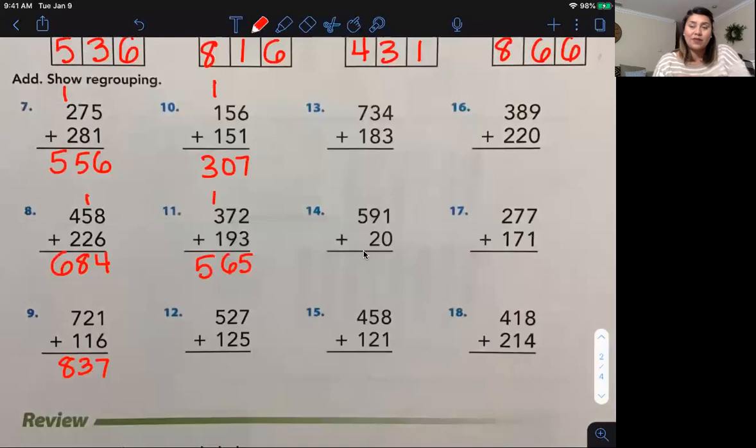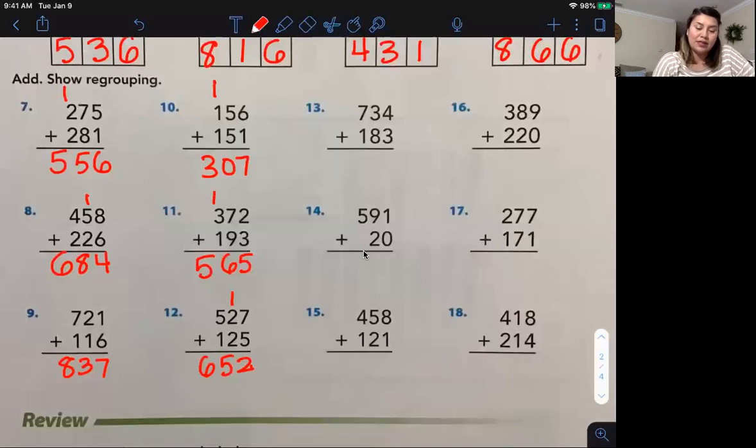Let's keep going. 7 plus 5, 12. Take it to the top. 2 plus 2 is 4, plus 1 more is 5, and 5 plus 1 more is 6. 652. We're almost there, friends.